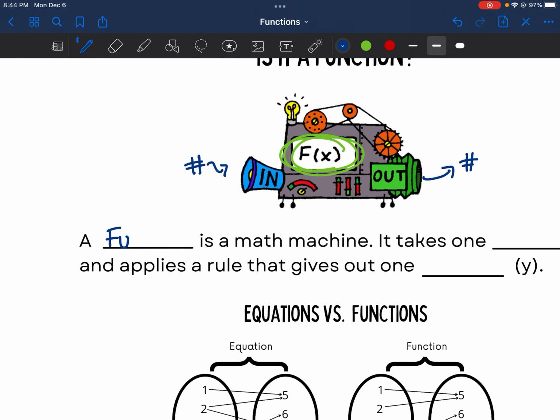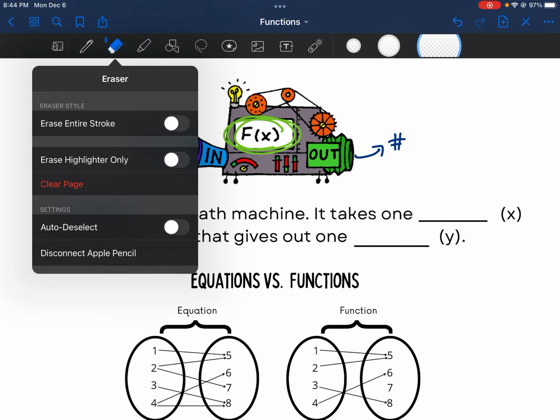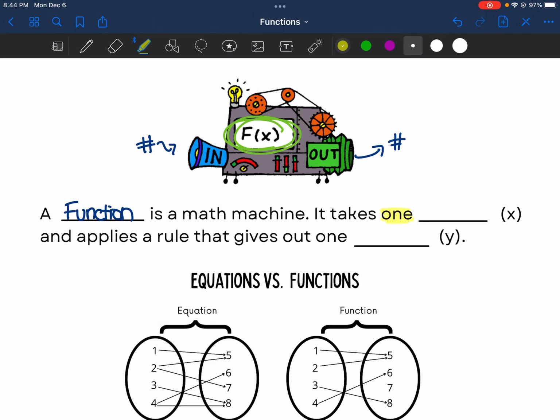A function is a math machine. It takes in one. So again, this one thing is really important. Let's go ahead and highlight it right here. One input. And usually we refer to this input as x. So we put in one input and it applies a rule that gives out one. So go ahead, let's highlight that. Output. So this one-in-one idea is going to basically be the basis of our definition and our work.